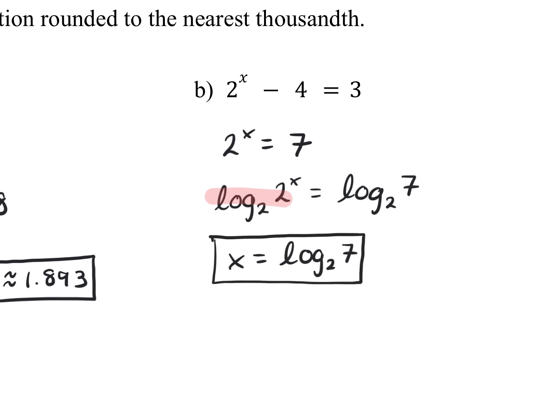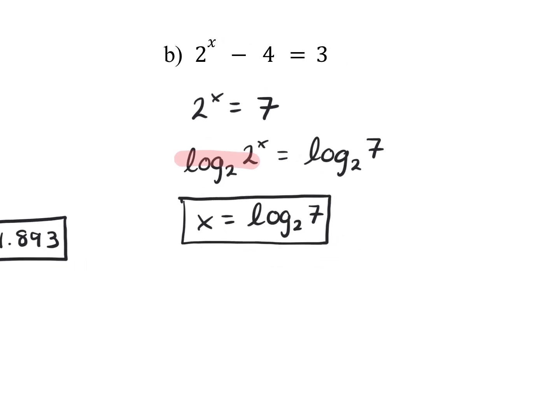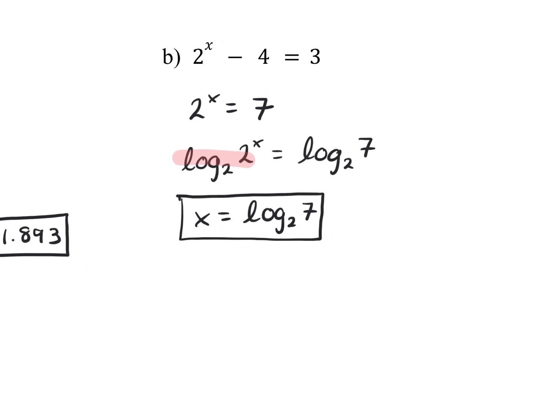Now, to get a decimal approximation from this, we would need to rewrite it using our change of base formula. So I'll do this with common logs. I'll do the common log of 7 over the common log of 2. And then this we can plug into our calculator to get our decimal approximation. And we get about 2.807.